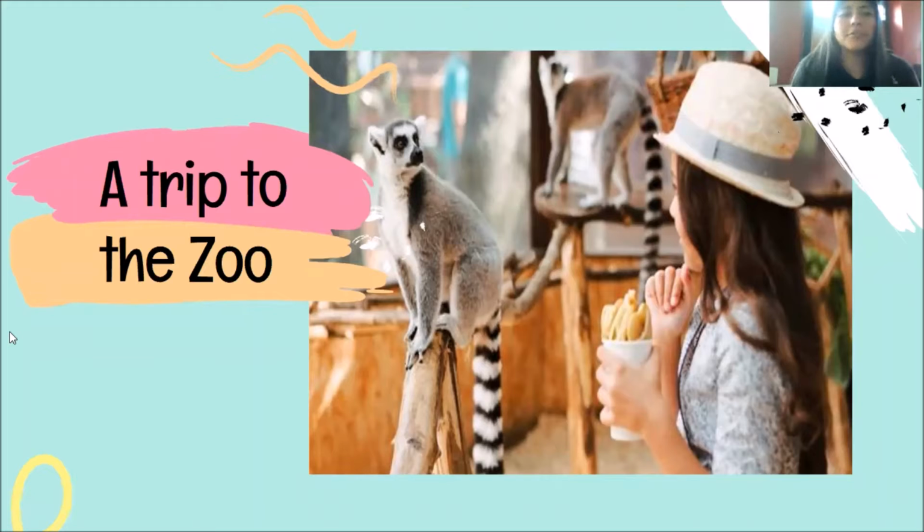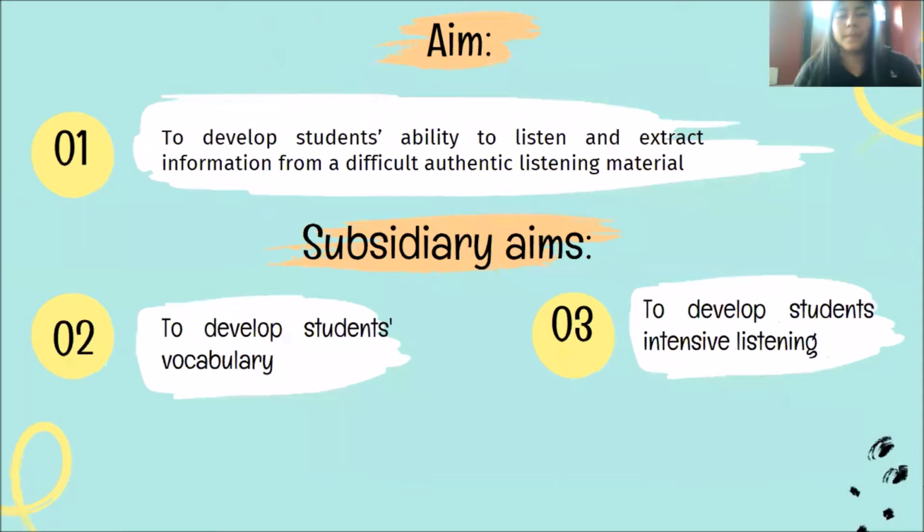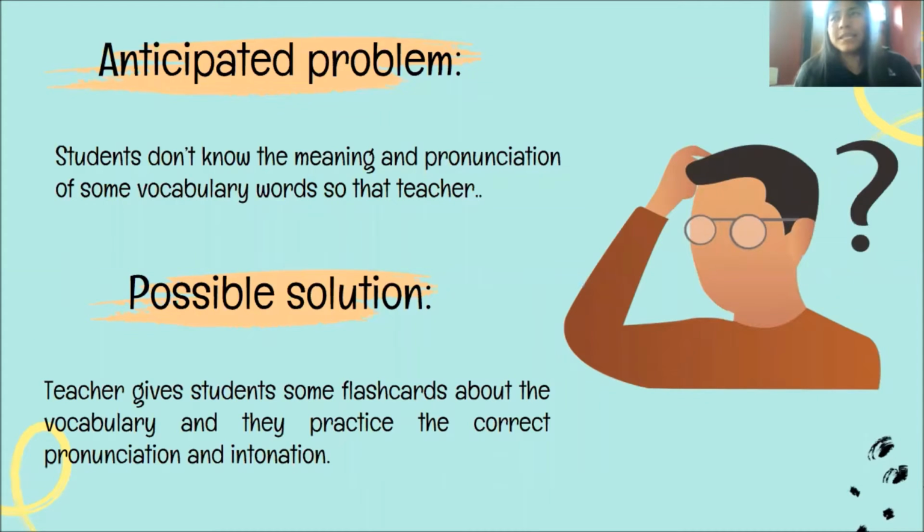The topic for this lesson plan is a trip to the zoo. Aim: to develop students' ability to listen and extract information from a difficult, authentic listening material. Then we have the subsidiary aims. The first one is to develop students' vocabulary, and the second one is to develop students' intensive listening. The anticipated problem for this lesson plan is that students don't know the meaning and pronunciation of some vocabulary words, so the teacher gives students some flashcards about the vocabulary and they practice the correct pronunciation and intonation.